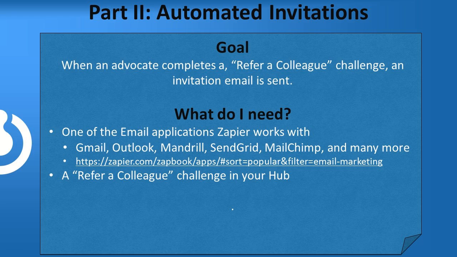First you need a Zapier account, and then you need one of the email applications that Zapier works with. So we're going to take information from AdvocateHub, so the information about who was referred, and send that out as an email through Gmail, through Outlook, or other email sending services such as Mandrill, SendGrid, MailChimp. So your company probably uses one of these email services.